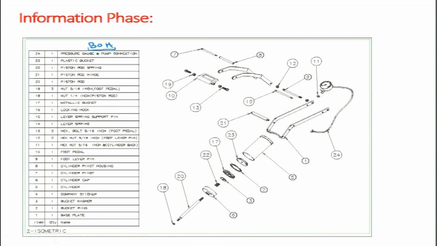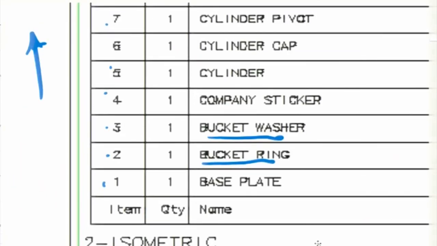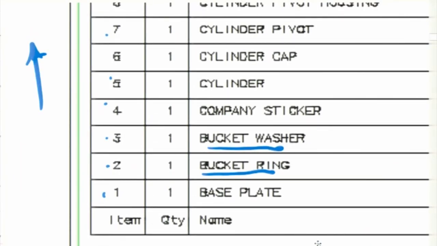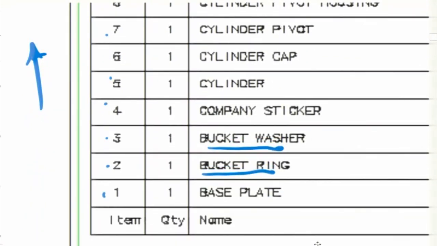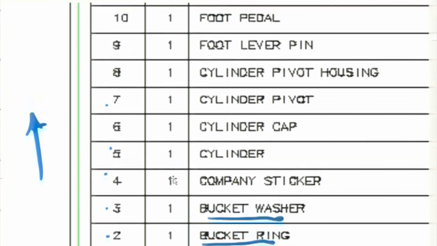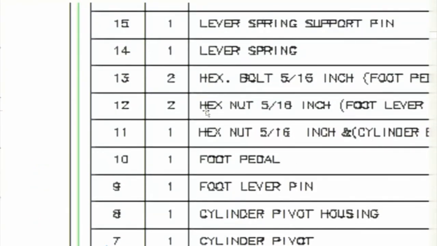The bill of materials is a list of the materials, and it starts from the bottom: number 1, 2, 3, 4, 5, 6 and so on. So this list of materials is developed, and we have the very first component as base plate, the second component is bucket ring, the third component is company sticker, cylinder, and in the second column we have the quantity. There is only one base plate, only one bucket ring, only one bucket washer. Similarly, we have two hexagonal nuts, which is component number 12, and two hexagonal bolts here.